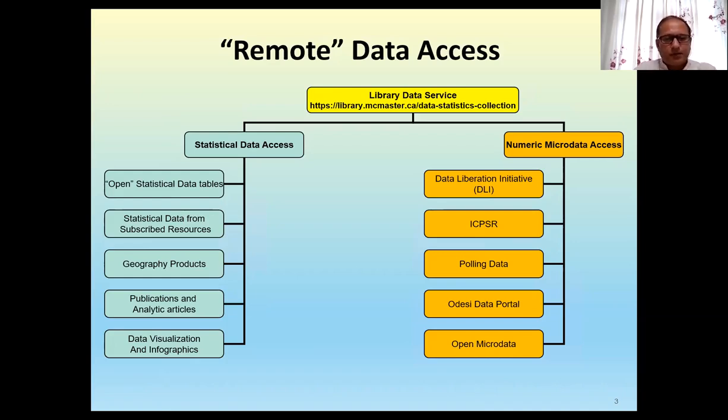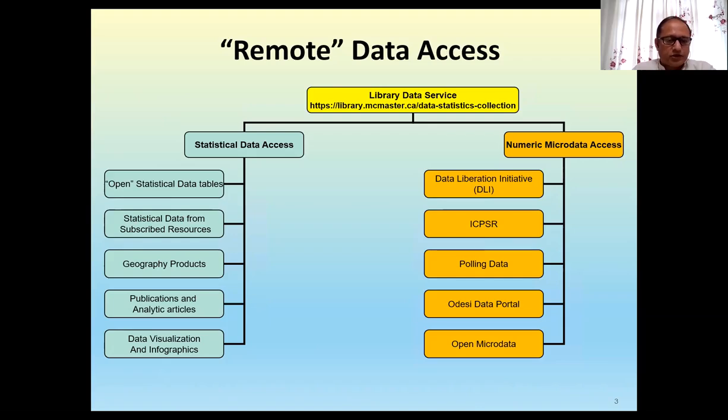But talking about remote data access, I've divided them into statistical and numeric microdata. Under statistical, there are open statistical data tables that come from a variety of sources. As I mentioned, the data statistics collection has around 240 resources where you can get access to open statistical data tables, as well as statistical tables from various subscribed resources. Most of them are business related, so you can get financial indicators, for example, stocks data, things like that. So that is all available.